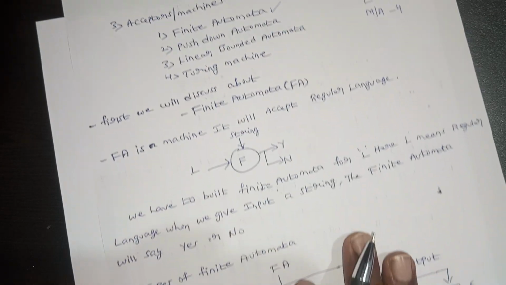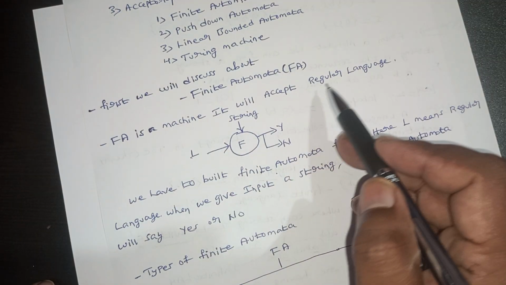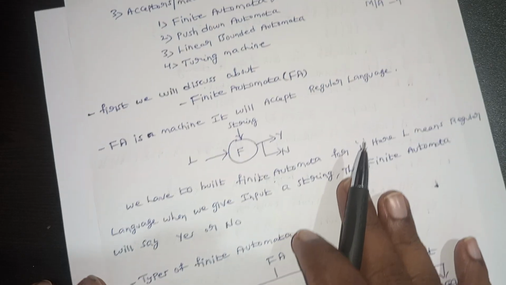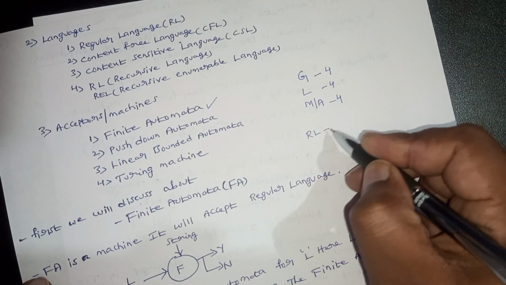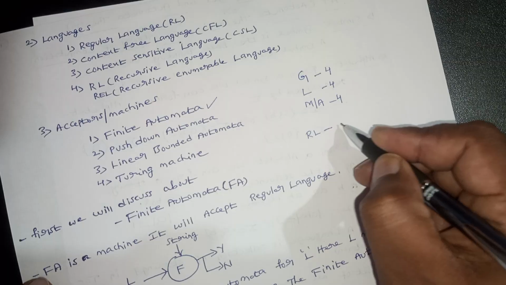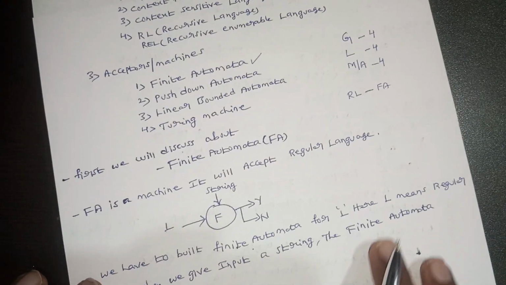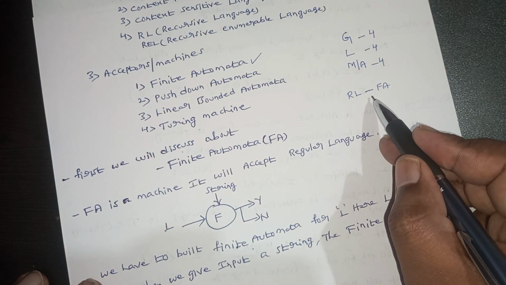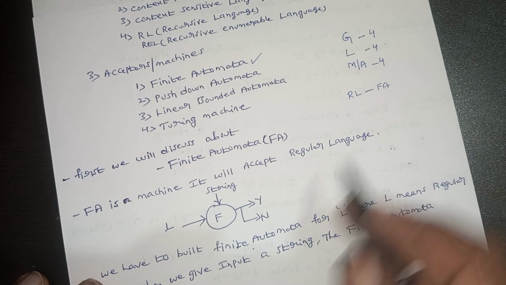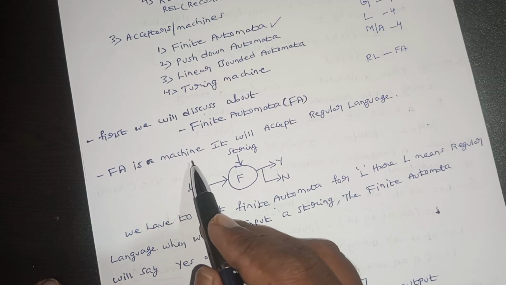Finite automata is a machine, it will accept regular language. Are you understanding? So it means what? Now I'm writing here, regular language is accepted by the, what is the machine name? Machine name is the finite automata. This is very important. It means the regular languages will be accepted by the finite automata.